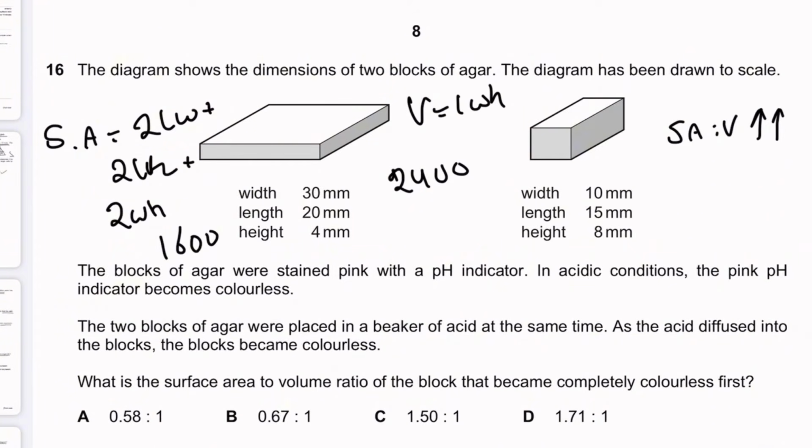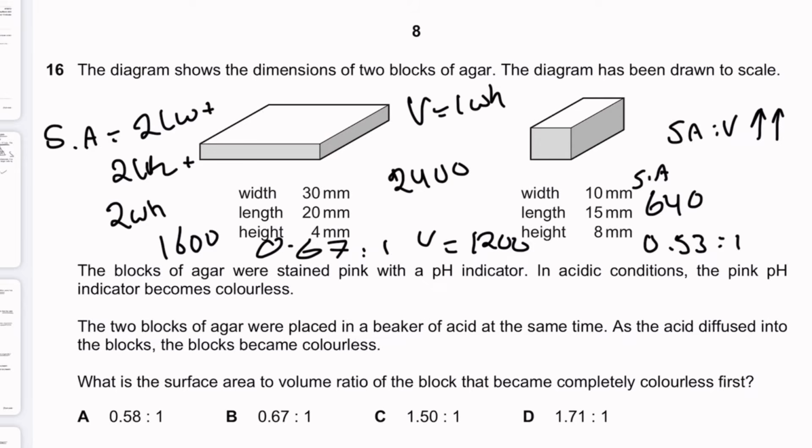Second one, it's going to be 2 times 10 times 5 plus 2 times 10 times 15 plus 2 times 8 times 15. And that's going to be 640 for surface area. And for volume, it's going to be 10 by 15 by 8, which is 1,200. Okay, 640 divided by 1,200 is 0.53 to 1. And then 1,600 divided by 2,400 is 0.67 to 1. And so the bigger one is this one, which is why we pick B.